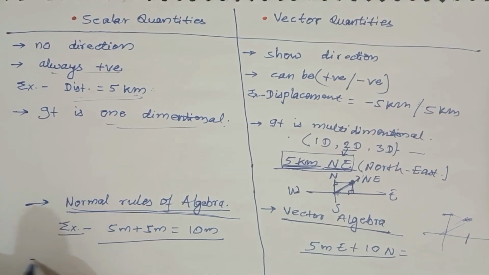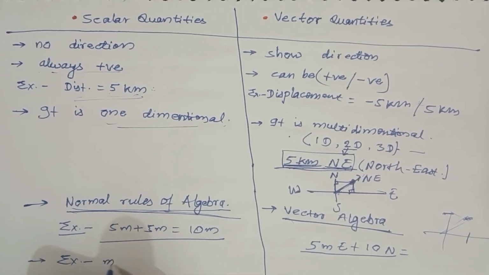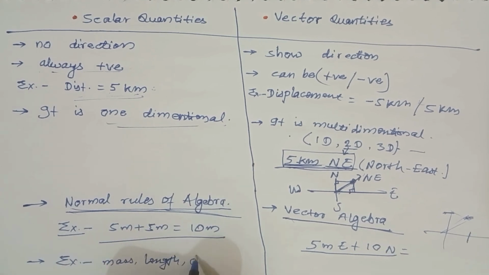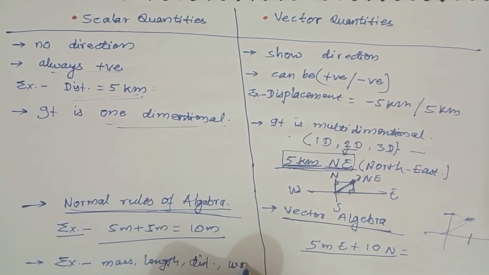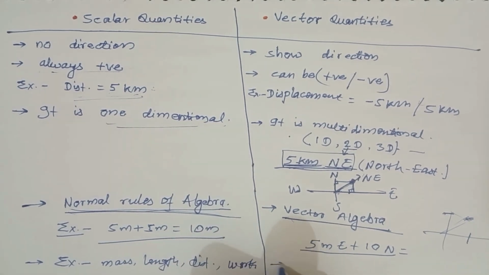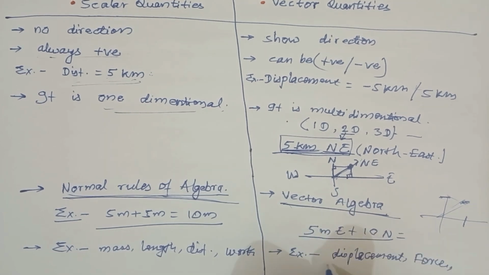Next point is examples. Examples of scalars: mass, length, distance. Work is also a scalar quantity. The examples for vectors are displacement, force, and acceleration.